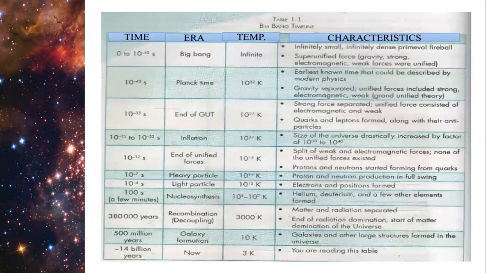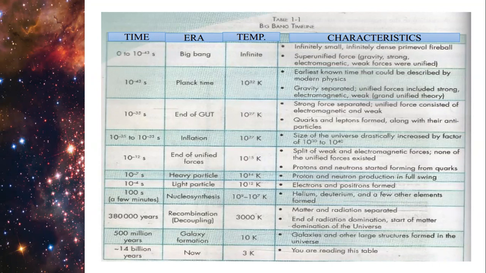This table summarizes the different events in Big Bang. In the Big Bang era, that is 0 to 10 raised to the negative 43 seconds later, the temperature was infinite. During this era, there was an infinitely small, dense, primeval fireball. There was also a super unified force wherein gravity, strong force, electromagnetic force, and weak force were unified.